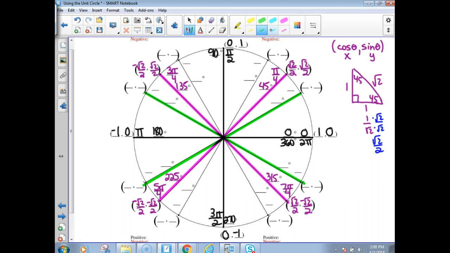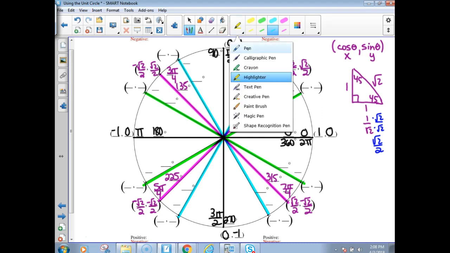So I'm going to highlight this other section, which is my reference of 60. I'm 60 degrees up from the x-axis at that point. Over here, I'm 60 degrees up from the x-axis that way. And in quadrant 3, I'm 60 degrees down. And in quadrant 4, I'm 60 degrees down from 360. Okay, so let's go around here.